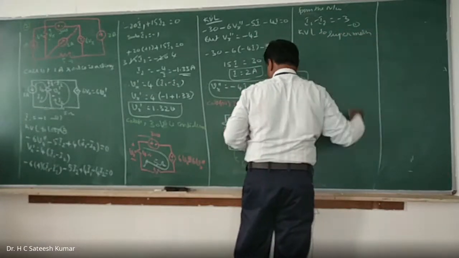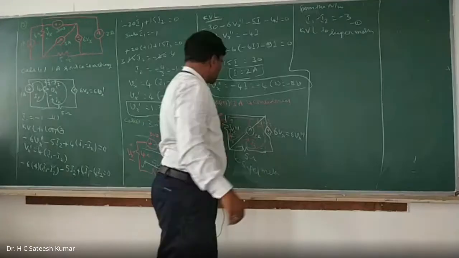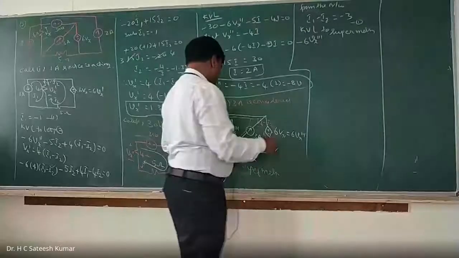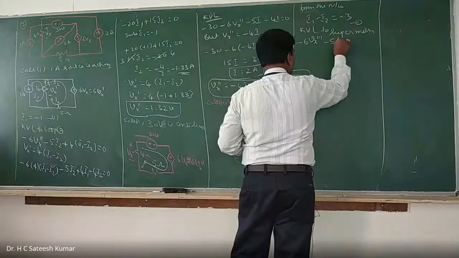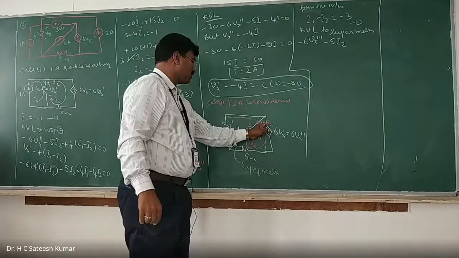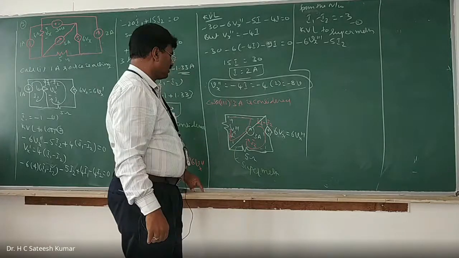KVL to the super mesh. Start from this point. Minus 6 Vx triple dash, minus 5 into I2, from here to here. Next is this one. What do we have?